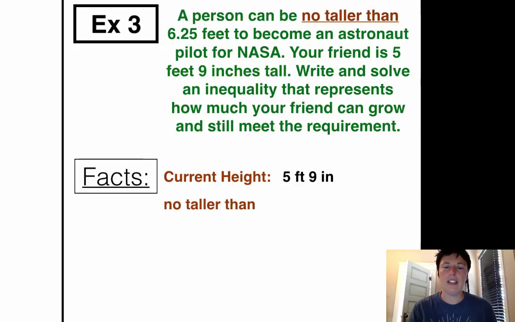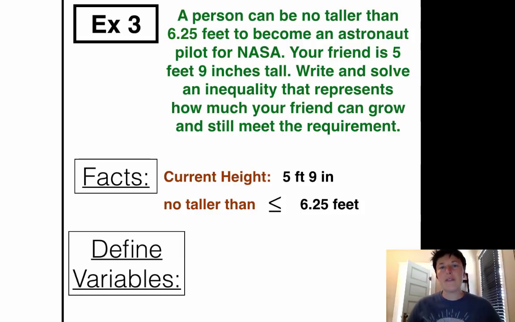The second fact is you can be no taller than. That seems like a really important thing to write down. It sounds like an inequality to me. It sounds like no taller than or no more than. You could be no taller than, it sounds like a less than symbol, 6.25 feet. So that's kind of the cutoff. So you have to be less than or equal to 6.25 feet.